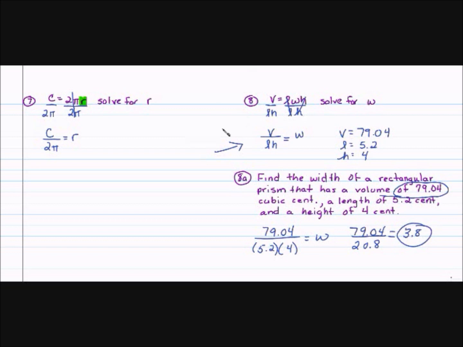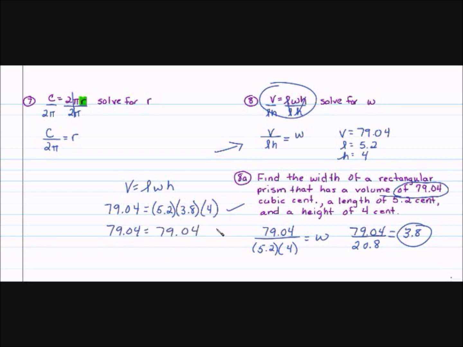If I were to take that all together and plug it into my original problem of V equals length, width, height, I would have 79 4/100 equals my length is 5.2 times 3.8 is my width, and my height is 4, and they would equal each other. 79.04 equals 79.04. Okay? Let's move on to another problem.